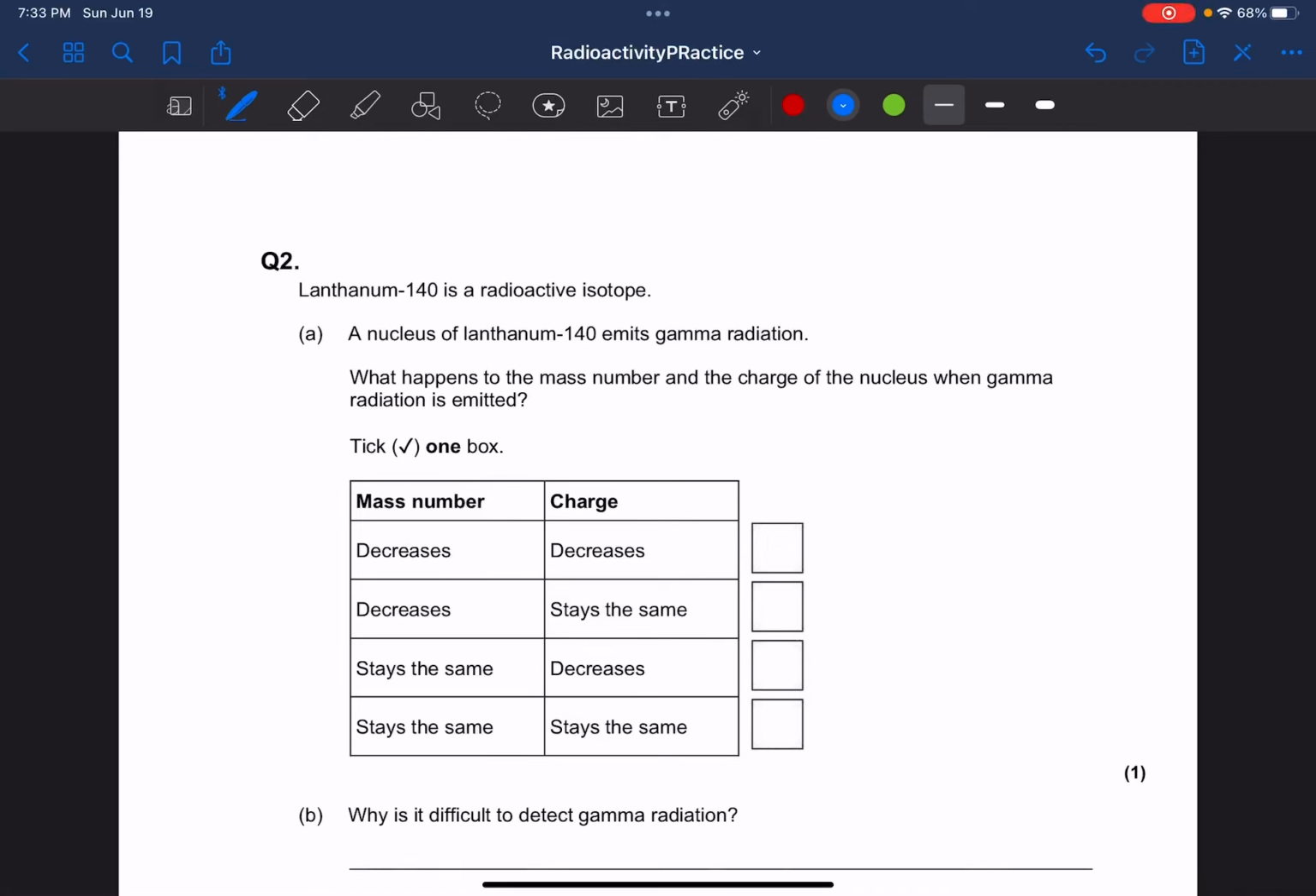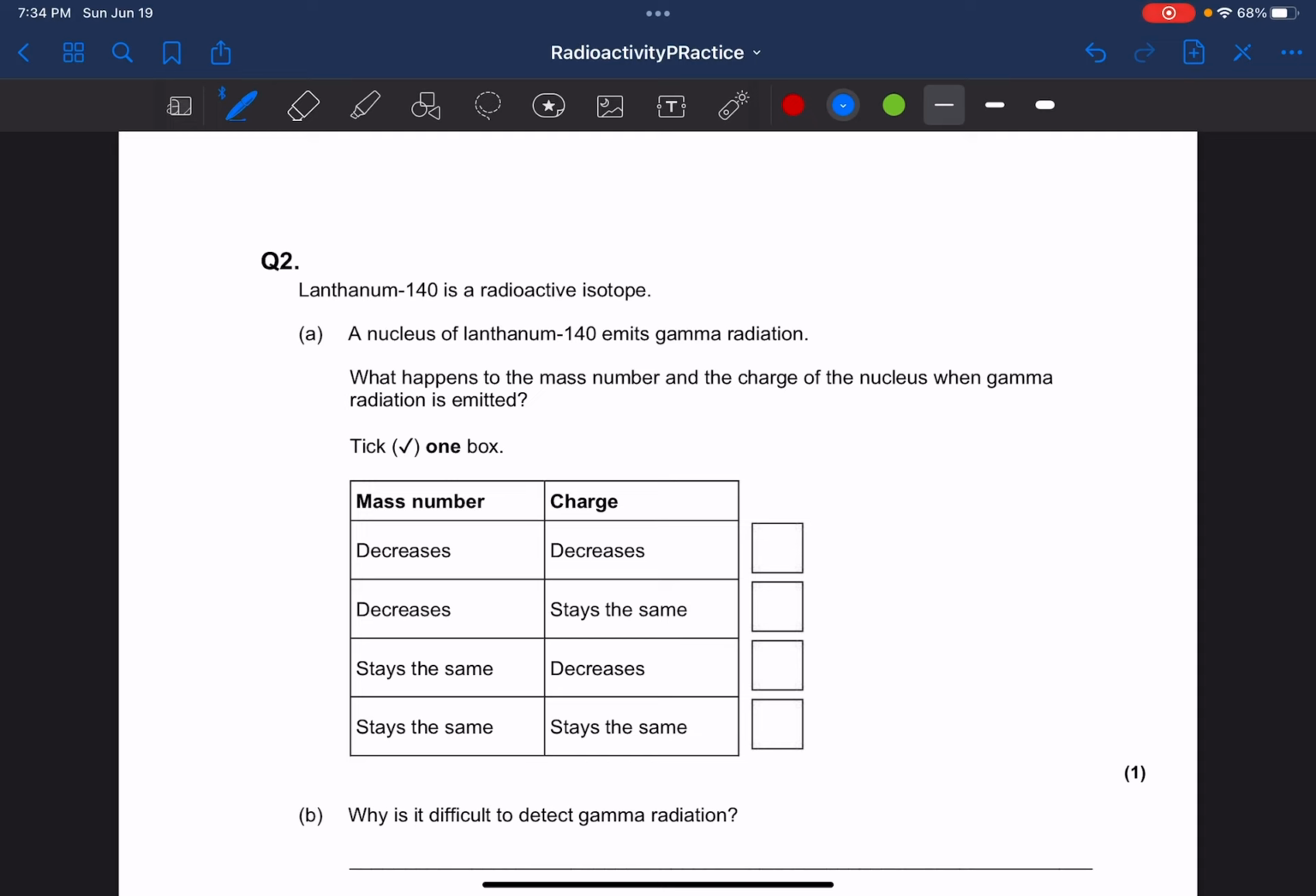Okay, so this question here is a question about radioactivity from P8. It covers a lot of different skills. This one here is one that you would find on a higher paper.